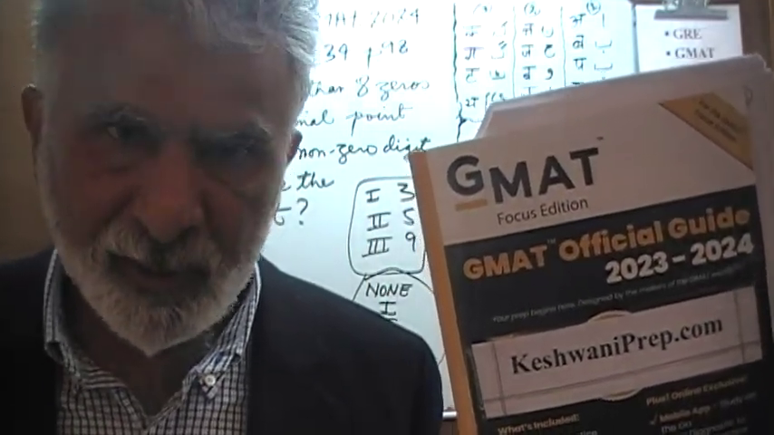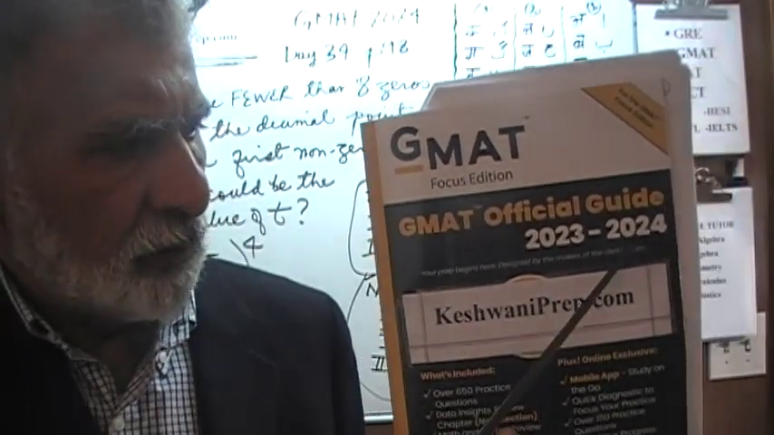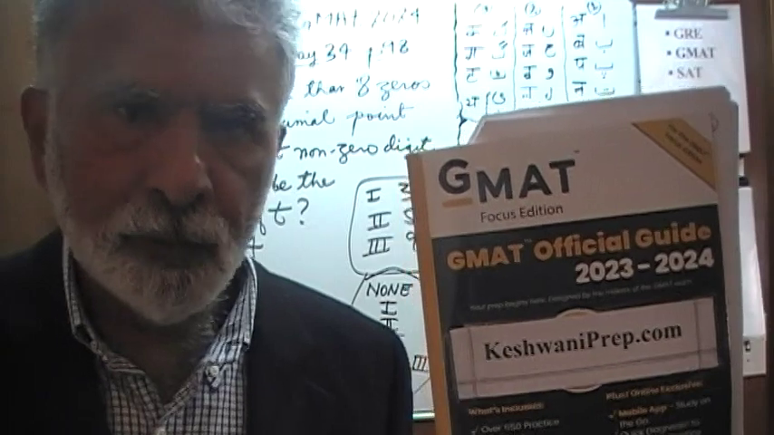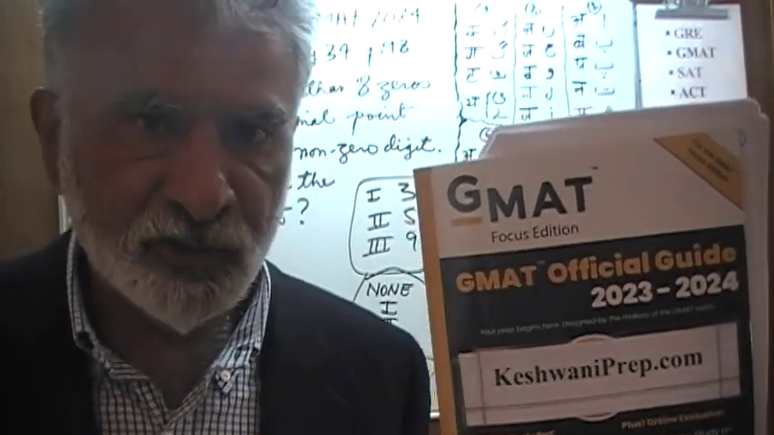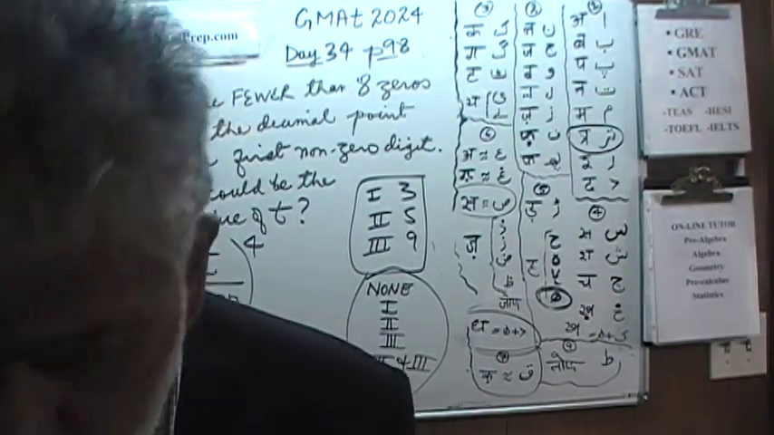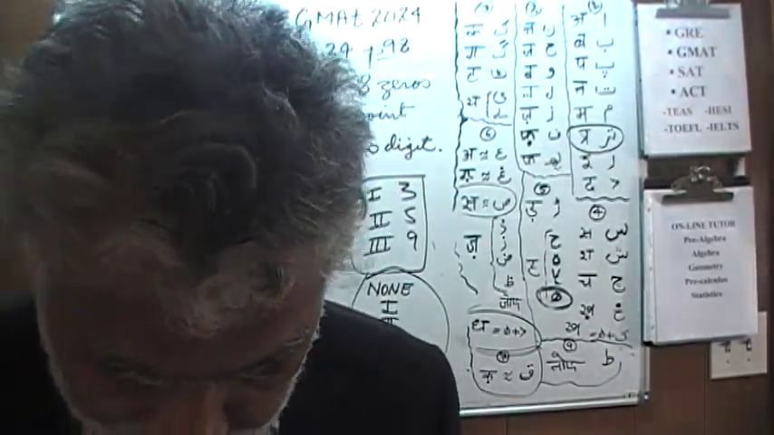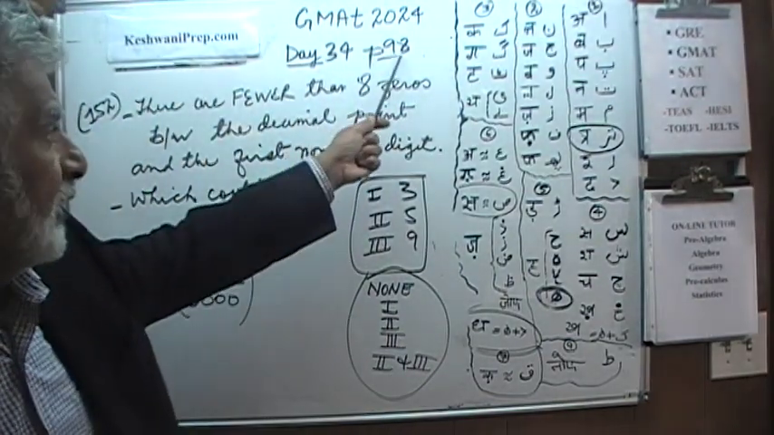We are here because we want to prepare for GMAT. We have been solving GMAT math problems out of this book here, the GMAT Official Guide 2024. If you do not own this book already, purchase one immediately. You're going to need it. Always make sure that this book is in front of you when we are working together. Today is our lesson number 34. We are on page number 98.